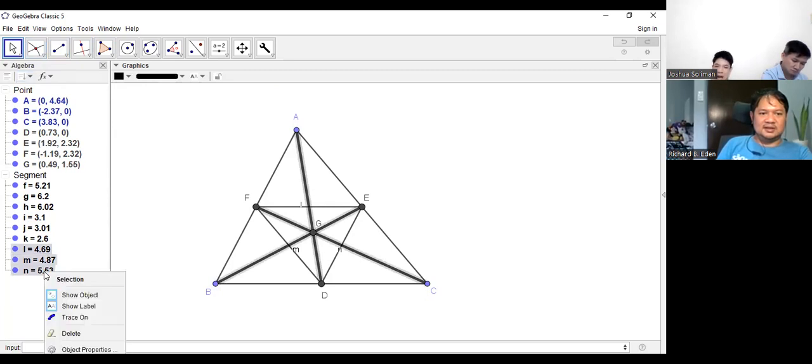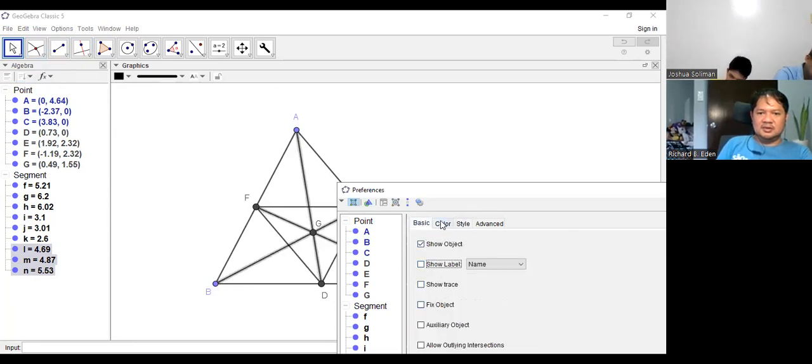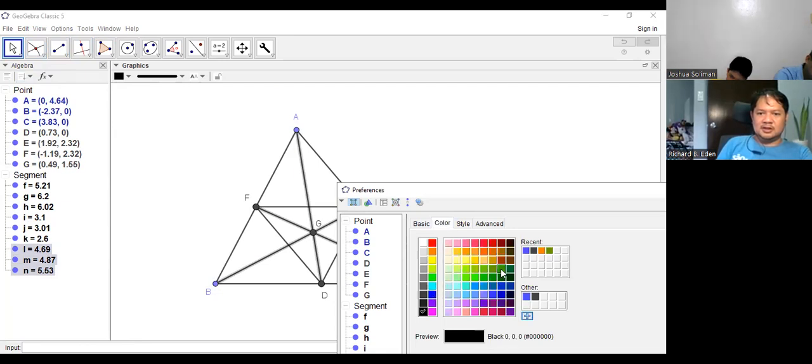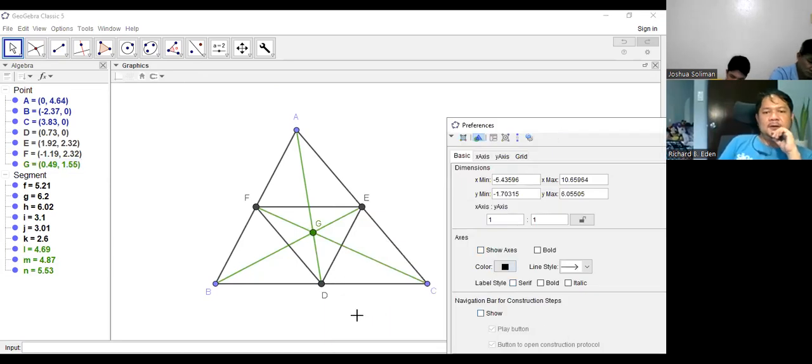As far as the medians and centroids are concerned, ito, length 5, and then let's hide the labels, and then color green, this kind of green. So nung G, the same color green. Okay. And then, if ipansinin mo, FG to GC, diba? FG is shorter than GC, where FG and GC are from the median FC. What's the ratio of the lengths of those two segments? 1:2. So 1:2, right? Okay.